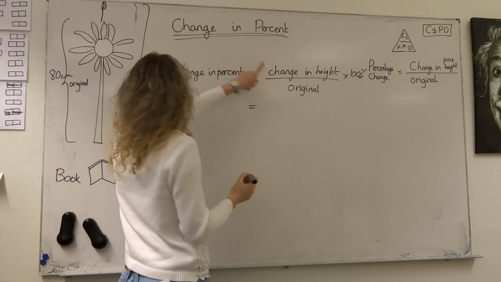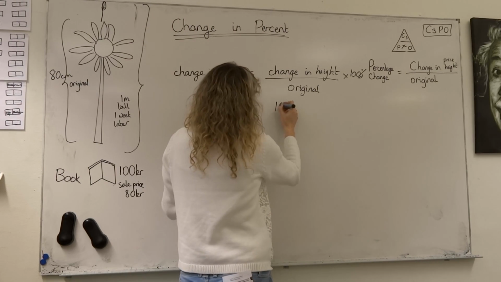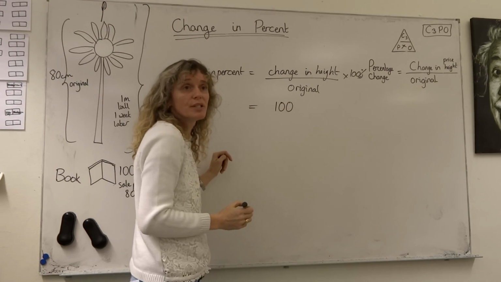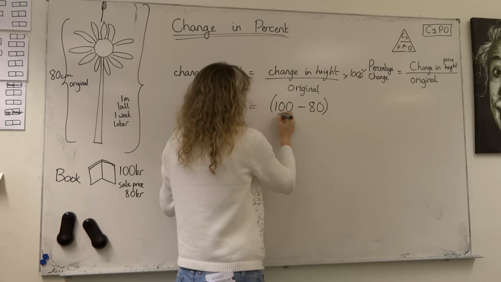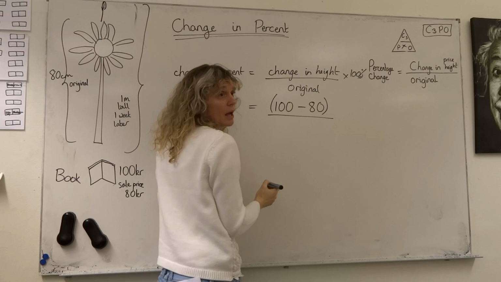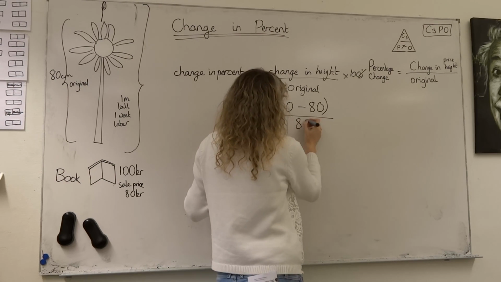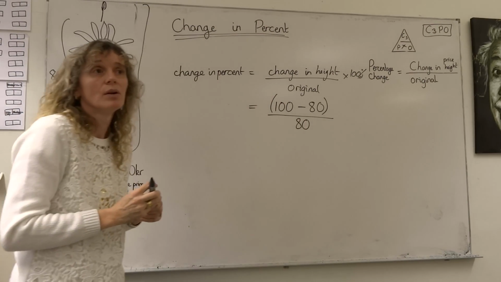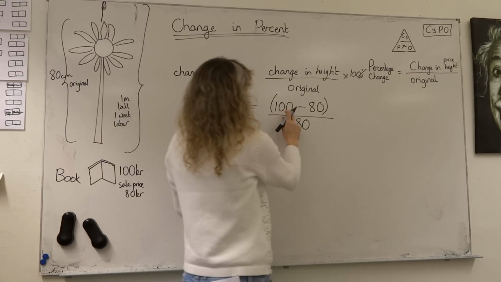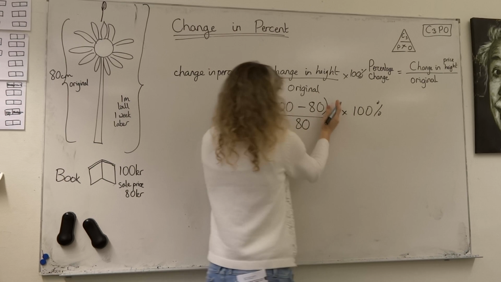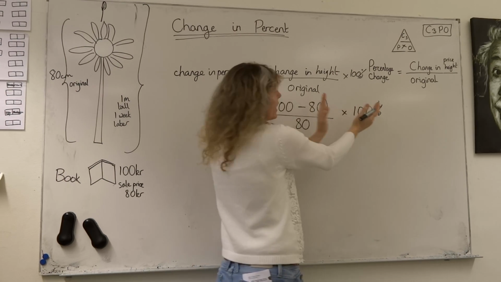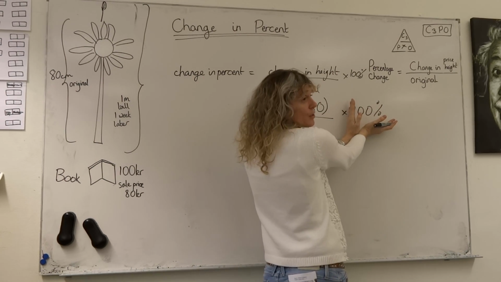So what was the change in height? Well, it ended up being 1 meter, which is 100 centimeters, minus the 80 that it was originally, divided by how tall it was originally. Okay? Then we would times it by 100. This one would give us a decimal answer. To change it into percent, we multiply it by 100%.